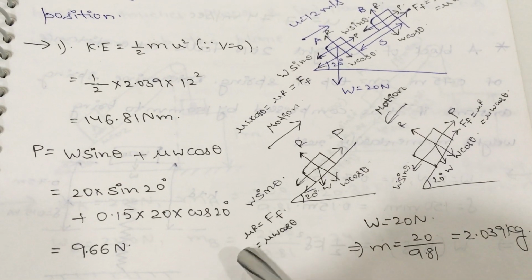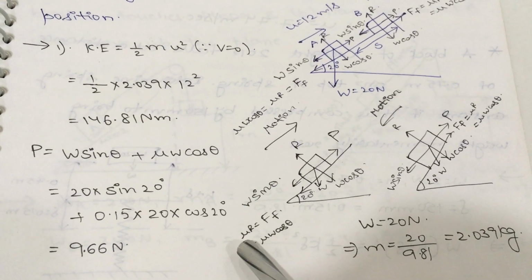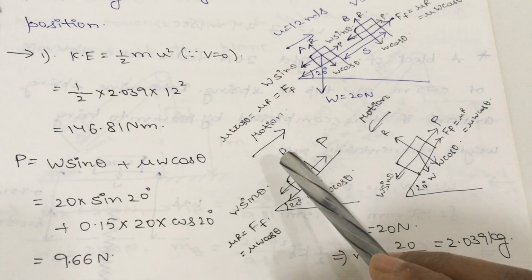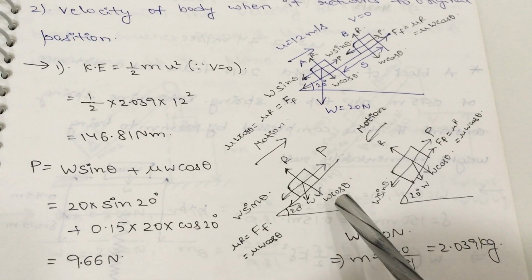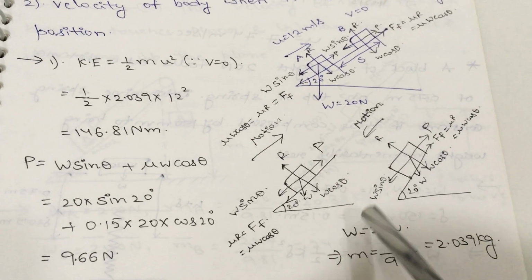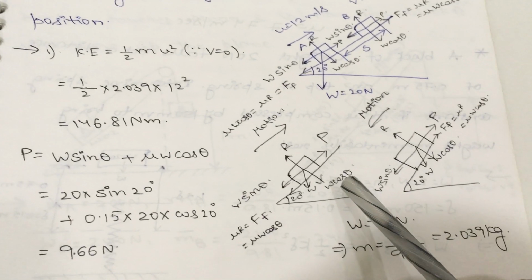Again, according to the friction concept we know that the friction formula is FF equal to mu R. Again here R is equal to W cos theta according to the second equilibrium condition, that is sigma V is equal to 0, positive vertical components is equal to negative vertical components.